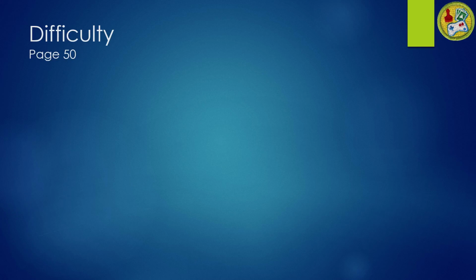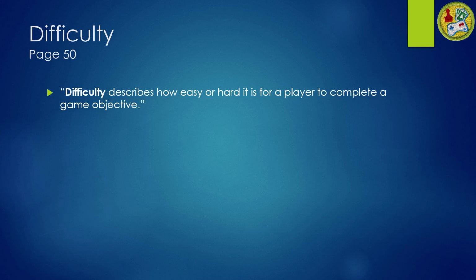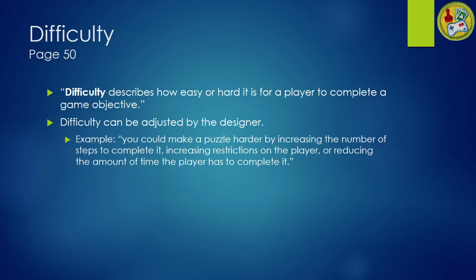Alright, difficulty can be found on page 50. Difficulty describes how easy or hard it is for a player to complete a game objective. Degrees of difficulty can be adjusted by the designer. The book gives an example of this. You can make a puzzle harder by increasing the number of steps to complete it, increasing restrictions on the player, or reducing the amount of time the player has to complete it.